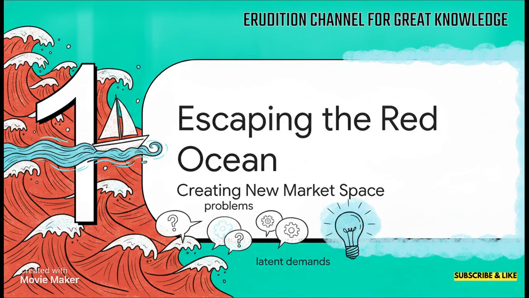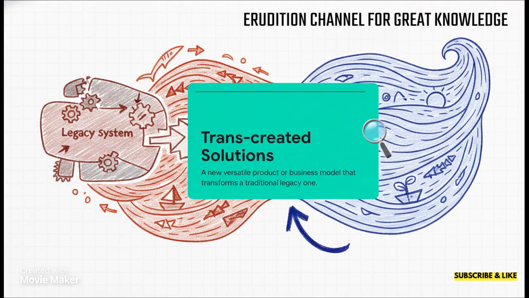Section 1. Escaping the red ocean. Creating a new market space. So when an organization kicks off its transformation, the goal is usually to meet latent customer demands. Those needs they might not even realize they have yet. To pull this off, researchers talk about offering what they call trans-created solutions. Let me translate that academic jargon for a second.